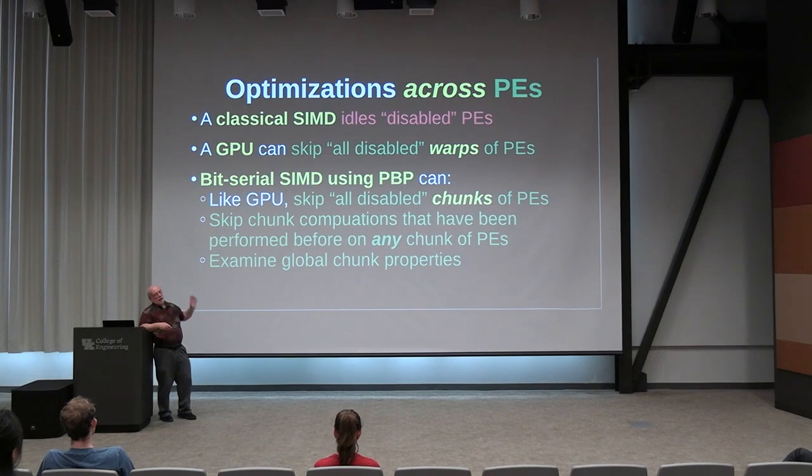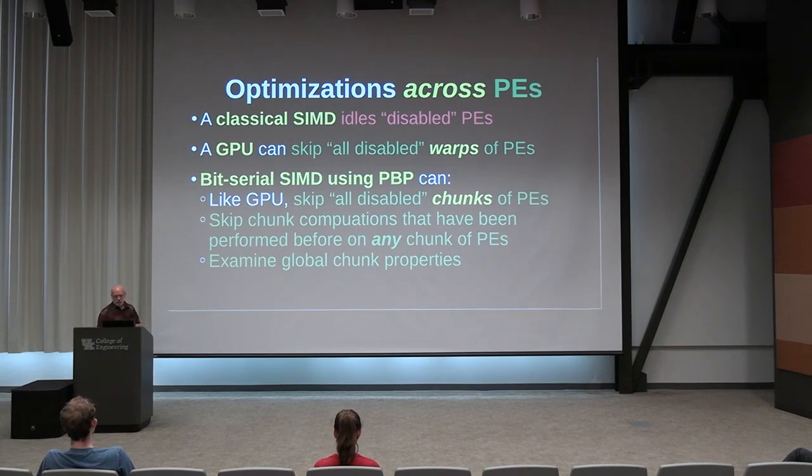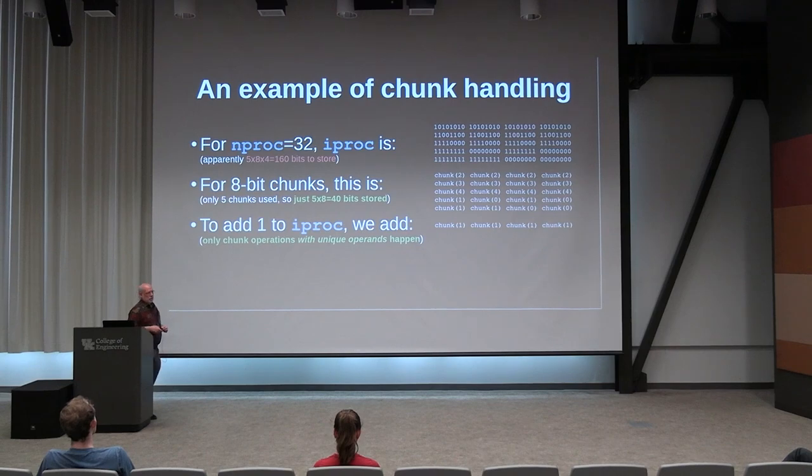We're just saying, if I can recognize what the result should be without actually touching the bits, don't even do that. Don't even touch the bits. Right? So this is in addition to all the savings that we were talking about before. So how does this chunk handling work that we're doing to recognize that we don't really need to perform these bit level operations again?